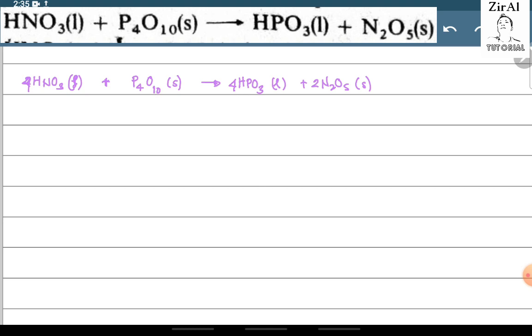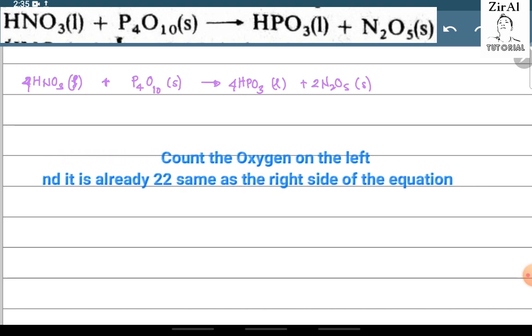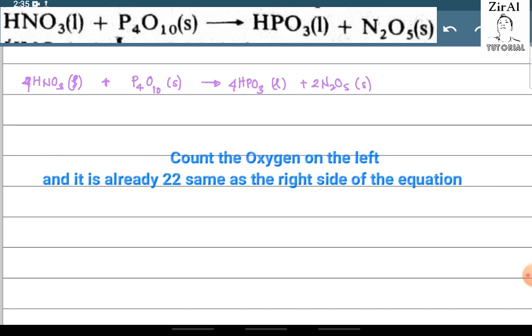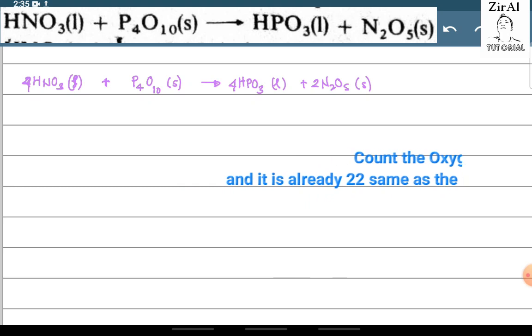Then lastly, for your oxygen, we have 10 oxygen atoms. How about this one? We have 7. 4 times 3, that would give us 12 atoms of oxygen. And 2 times 5, that would give us 10 atoms of oxygen. So basically, we have how much? 10 plus 12, that is 22 atoms of oxygen.